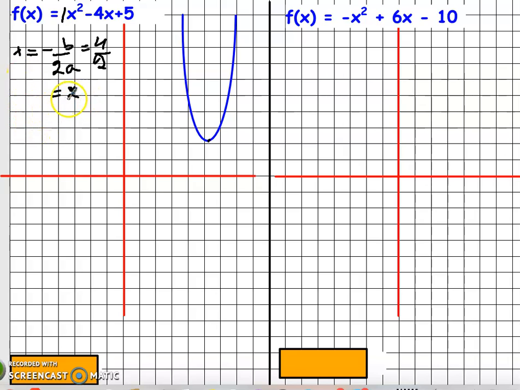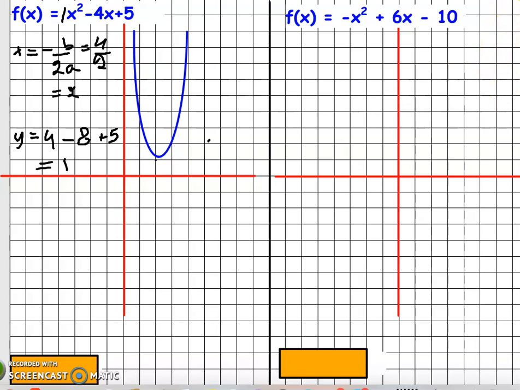To find y, just plug 2 into the equation, so y will be 2 squared equal to 4 minus 4 times 2 equal to 8 plus 5. 4 minus 8 plus 5 equal to 1. So this vertex has the coordinate 2, 1. Here is 2 and here is 1. Like that.